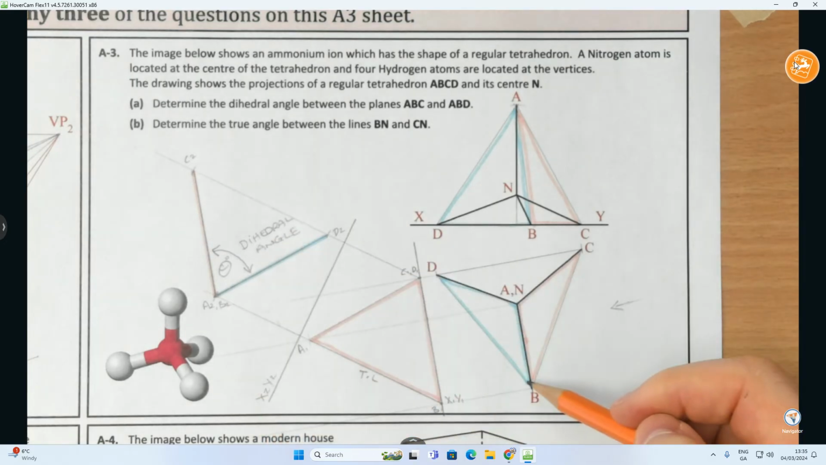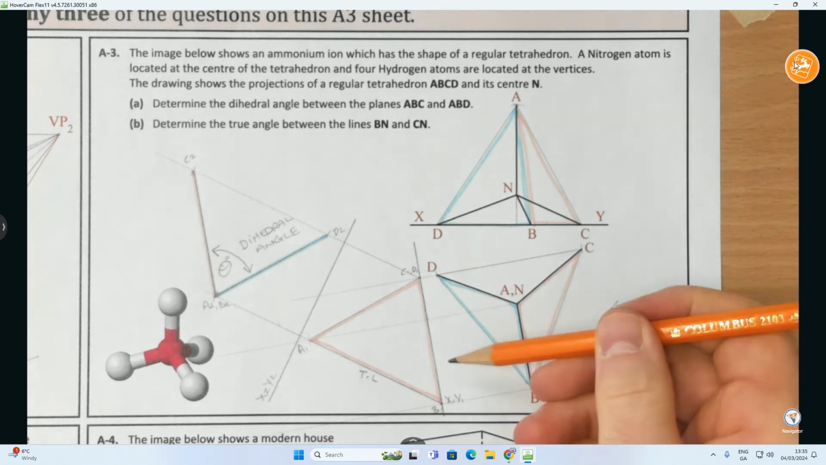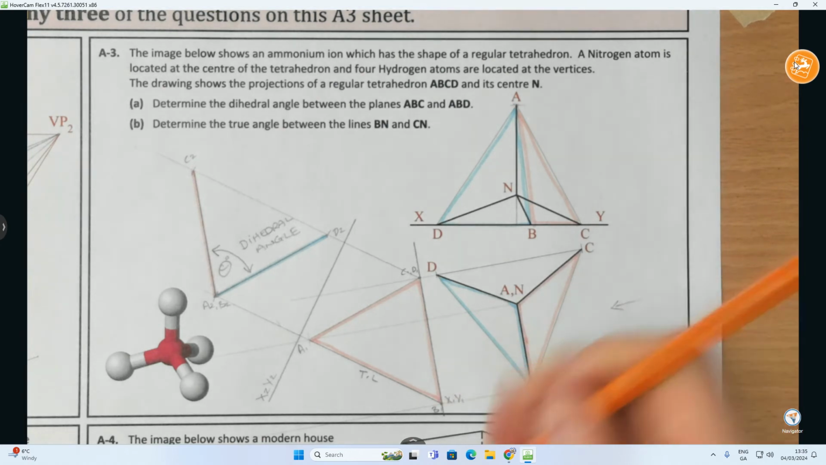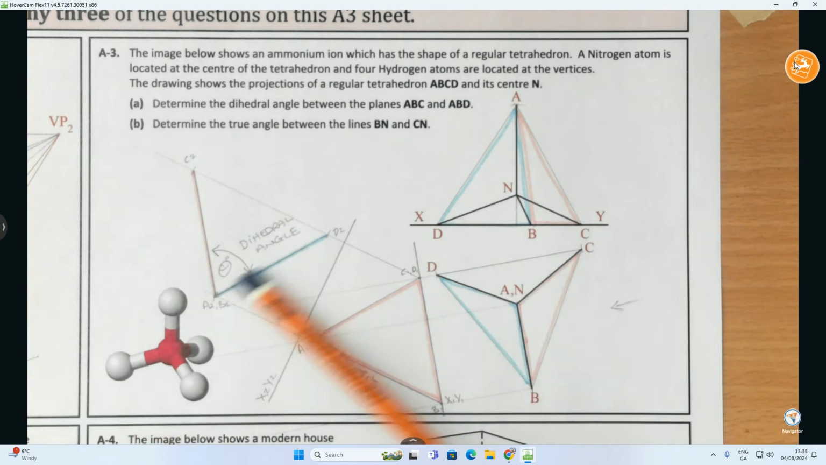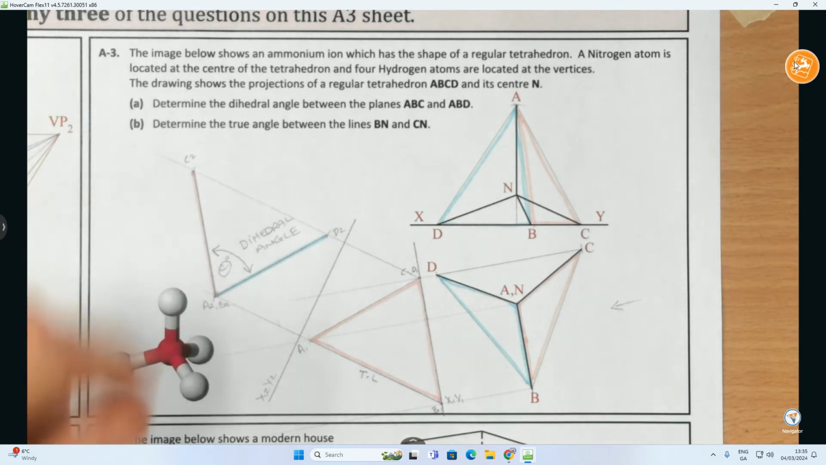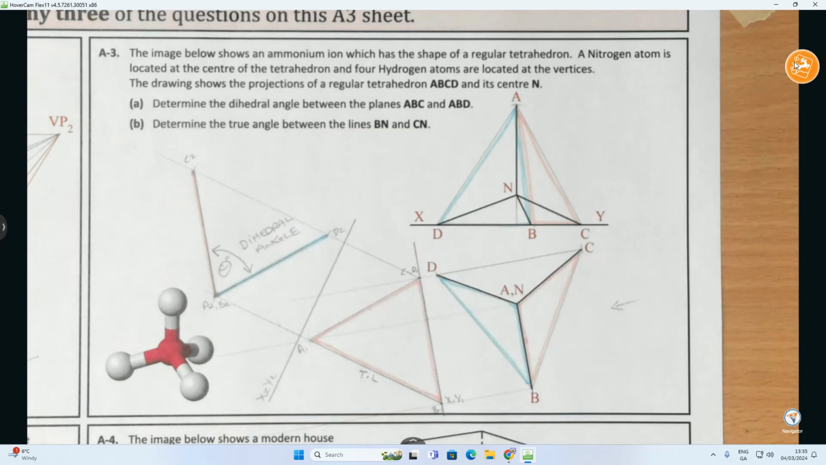Identify the line of intersection. Make sure you find it as a true length if it's not already one, and then look along the true length, and those two other points then will give you edge views of those surfaces where you will see the dihedral angle between those. Usually you will come along then and measure that angle with your protractor.